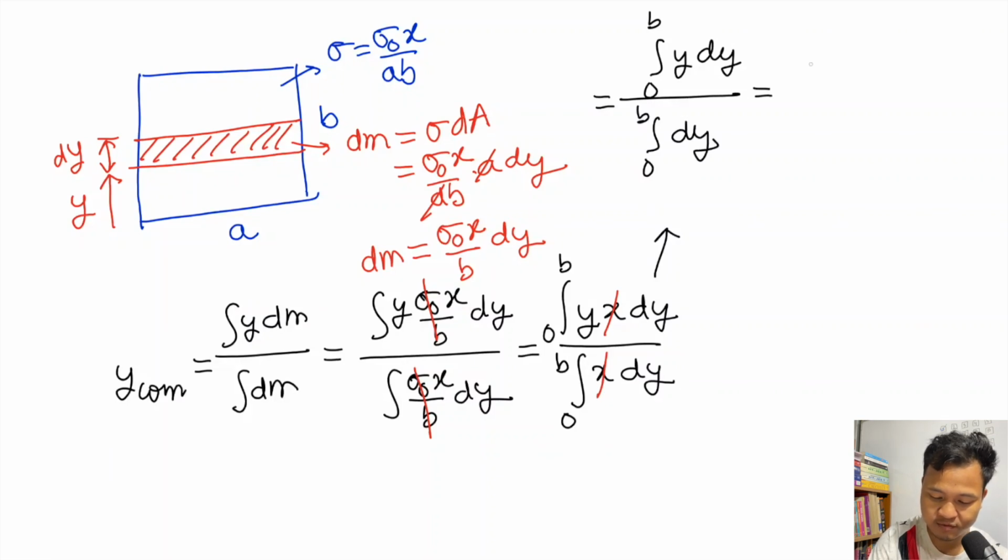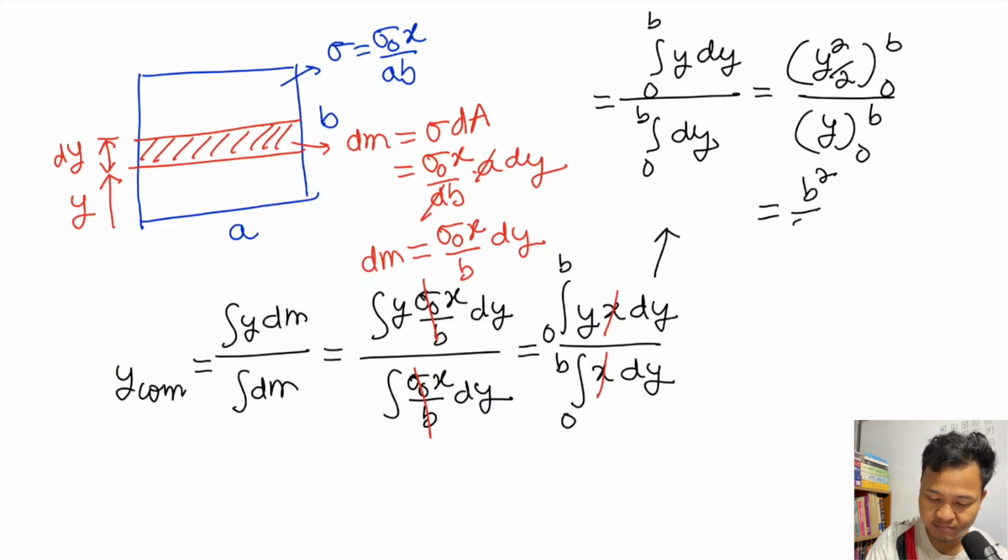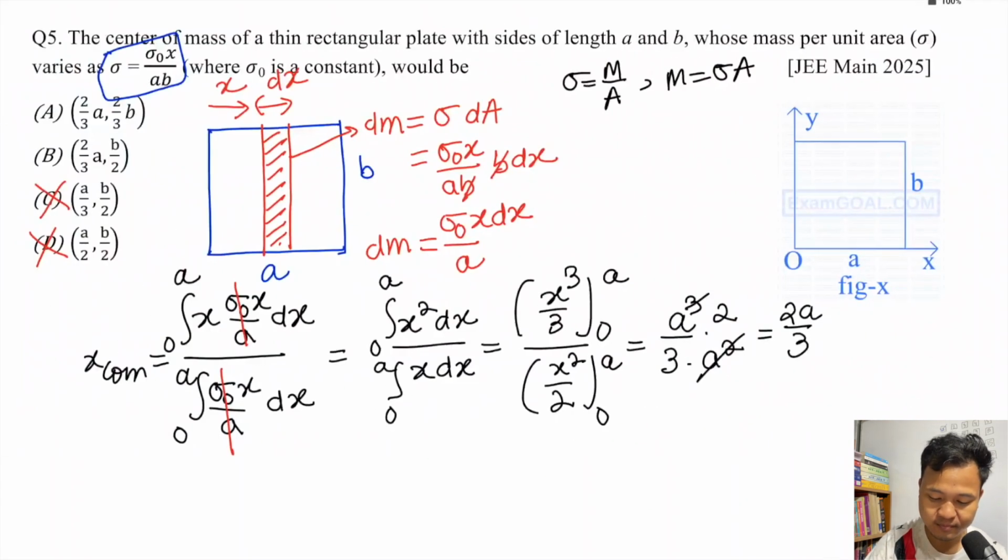Okay, solving it, you get y square by 2 from 0 to b, divided by y from 0 to b. So you have b square divided by 2 into b. So b b gets cancelled out, so b by 2. Now y com is b by 2. So therefore what is the center of mass? So 2a by 3 comma b by 2. Okay, answer is option number 2.